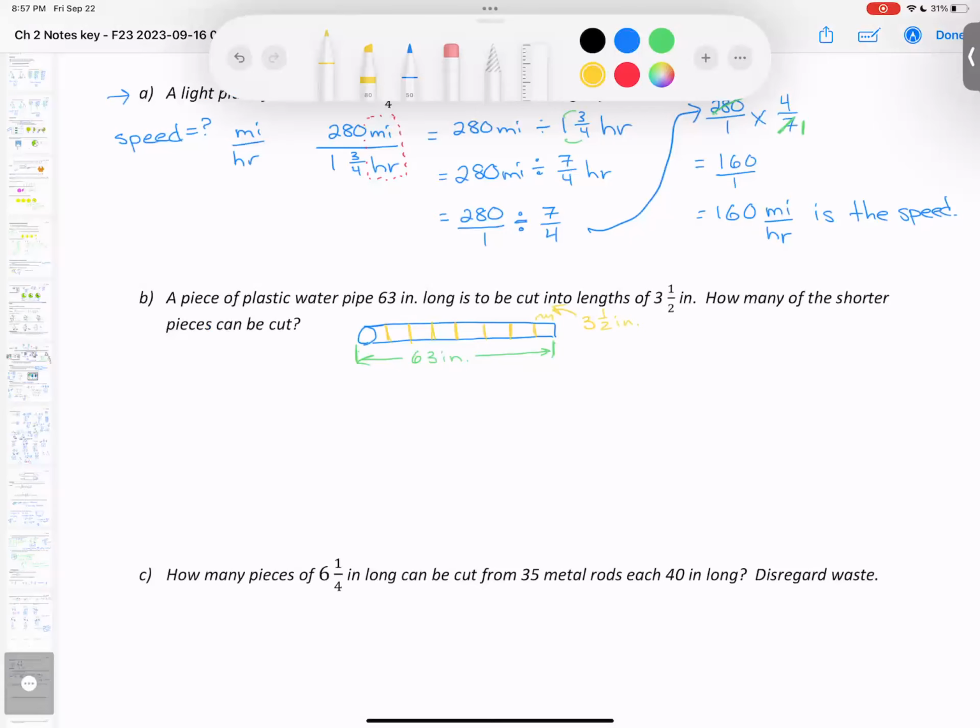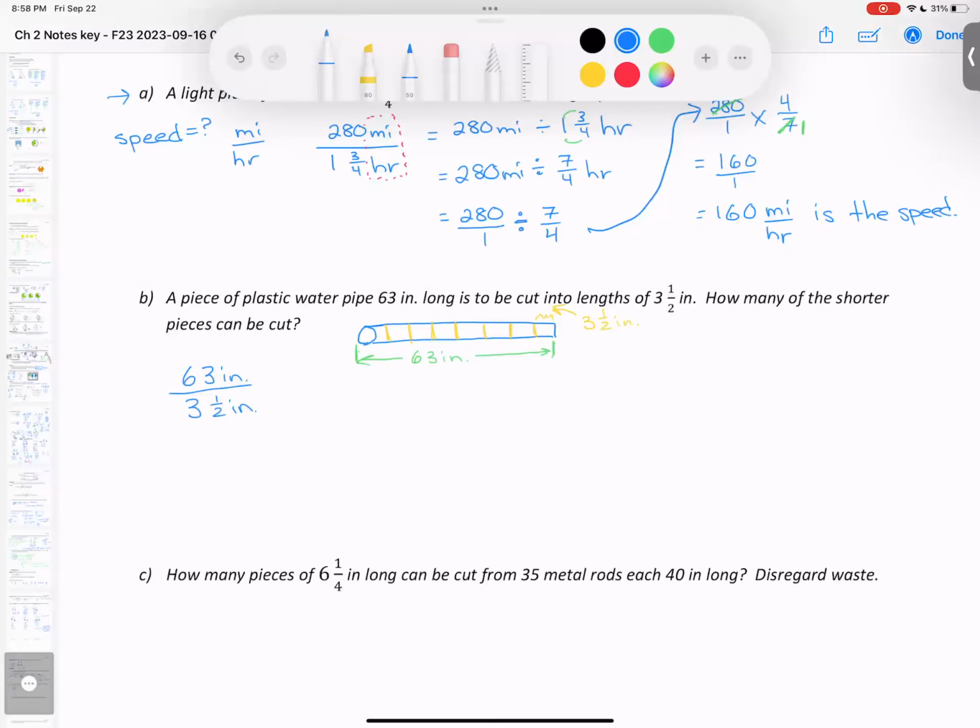Okay, we want to know how many of these shorter pieces we can cut. So we're going to do our total length of 63 and divide that by the 3.5 inches to figure out how many pieces we can cut. So we're going to have 63, and we could put the inches down, 63 inches over 3.5 inches.